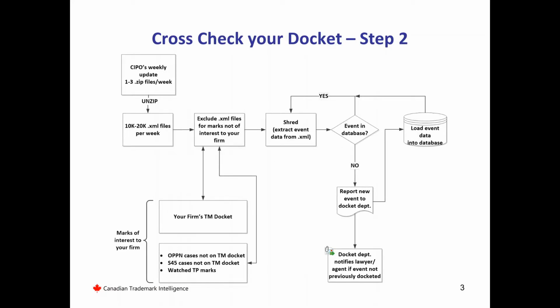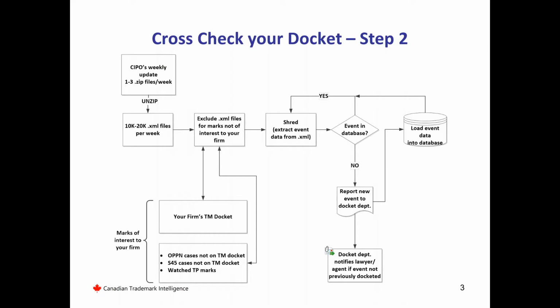So here's step 2. Most of this slide is exactly the same as what you saw in step 1. All this slide is telling you is that in order to stay in sync with CIPO, you have to go through the same process each time CIPO publishes a new weekly update. So you pick out of each weekly update the XML files corresponding to the applications, trademarks, of interest to your firm, and you shred those into your database.